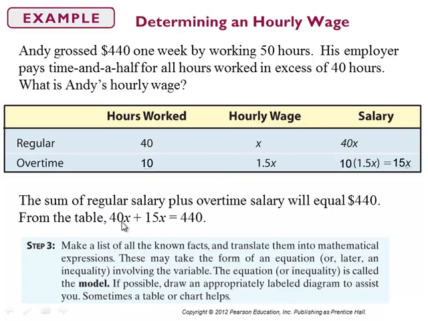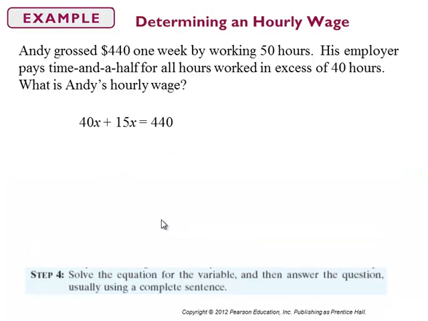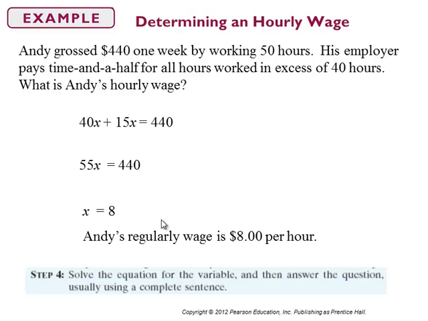And then you can then add his normal regular salary together with his overtime salary. 40x is his regular salary and 15x would be his overtime salary. Then that should be equal to his gross salary for the week. 40x plus 15x is 440. That's the hard part, setting up the equation. Once you set up the equation, then you could solve for x. All right, it works out that x is 8. As in, he's being paid $8 per hour.